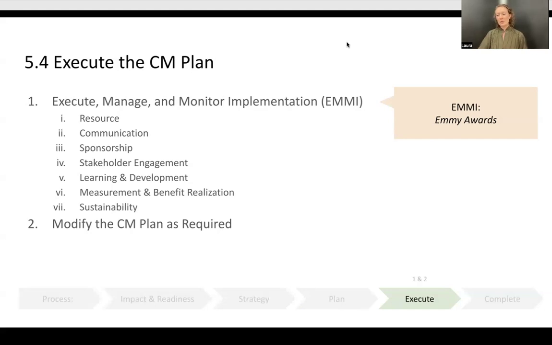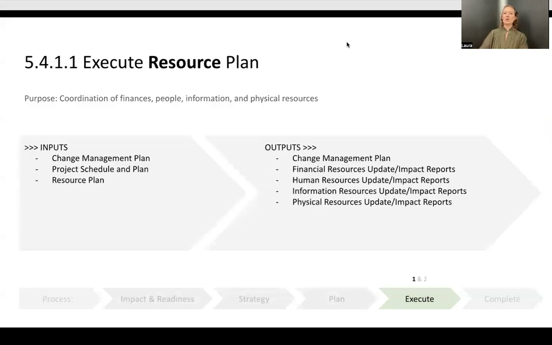Executing the change management plan involves alignment of strategic objectives, risk identification and mitigation, and modification of the plan as needed. There are two subcategories: execute, manage, and monitor implementation of the change management plan, and modify the change management plan as required. Let's take a dive into the first section: execute, manage, and monitor the implementation process, beginning with executing the resource plan.